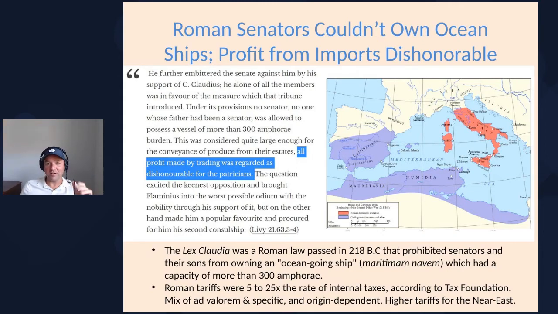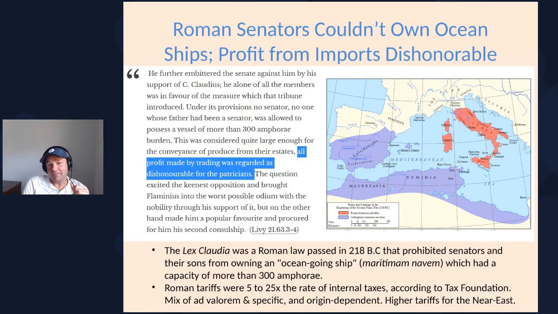But that being said, just in my cursory searching, I found some pretty interesting information about the way ancient Romans used tariffs. So this is from 218 BC. We have a law that was passed called the Lex Claudia, and that actually prohibited Roman senators and their sons from owning ocean-going ships. An ocean-going ship was one that had a capacity of more than 300 amphorae, which is a unit of measure.